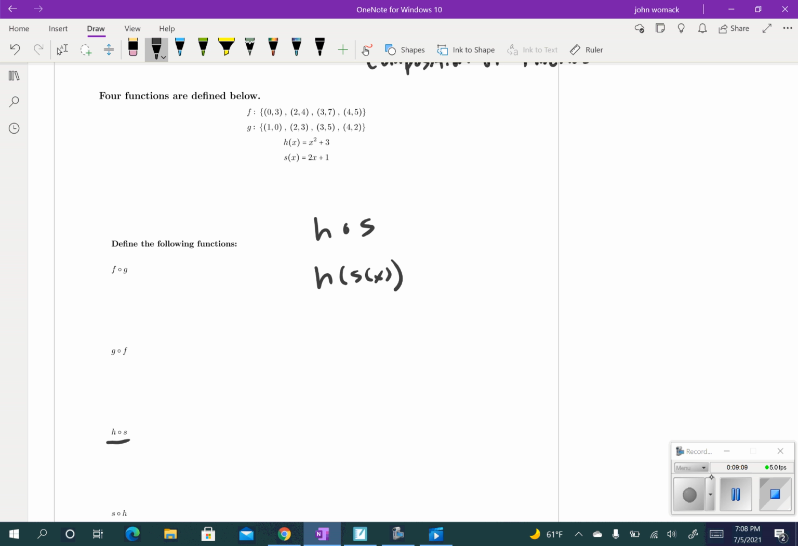But now I'm not plugging a specific number in. I'm just taking what is s of x. Well, let's look up here. s of x is equal to 2x plus 1. So now I have h of 2x plus 1.